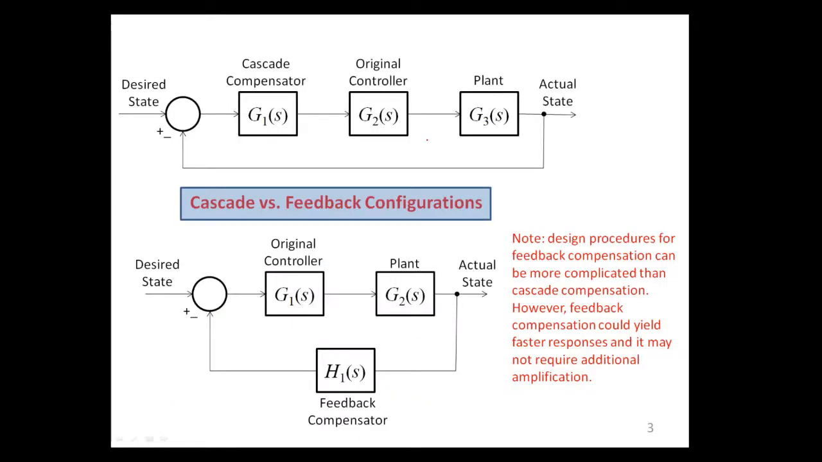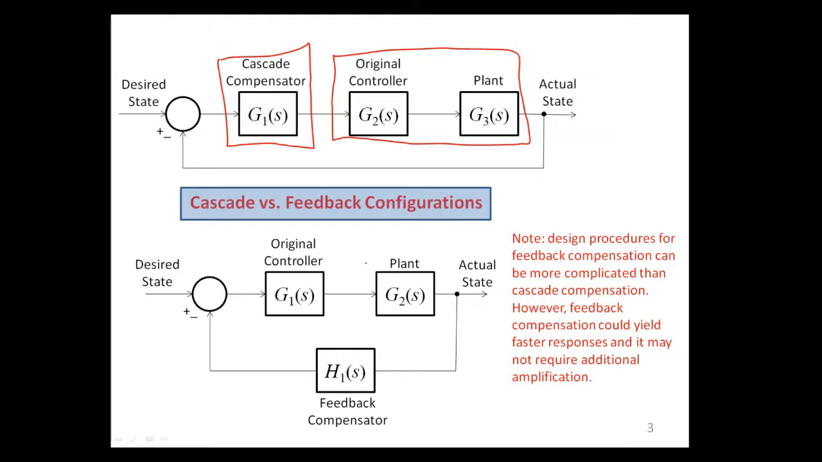So what exactly are the differences between the cascade and the feedback configurations? We have our initial control system, which consists of the original controller and the plant. If we want to change the behavior or the response of the whole system, we can add a compensator in cascade, in series, in front of this initial system. So this is what we so-called a cascade compensator.